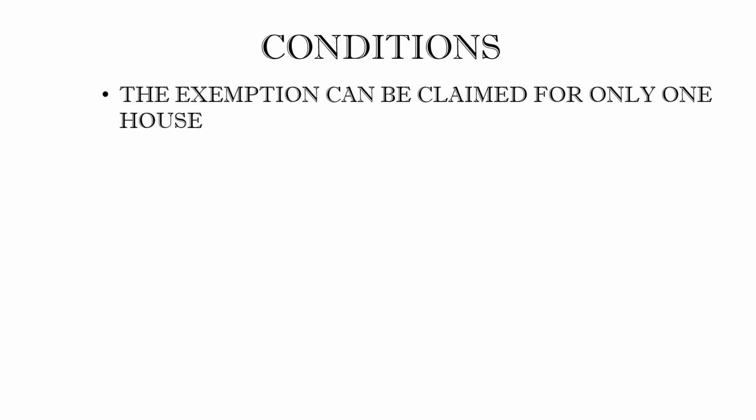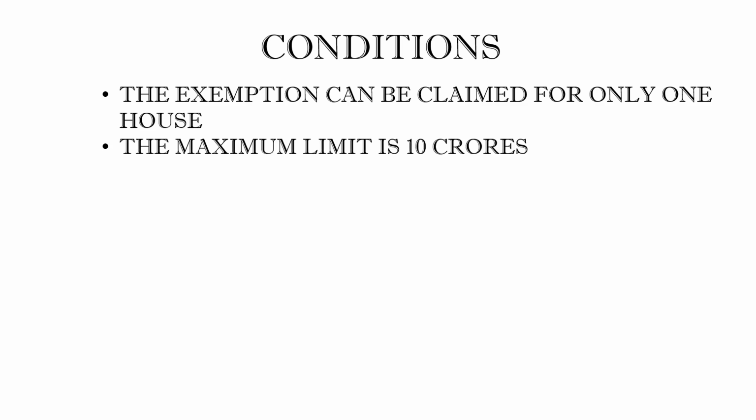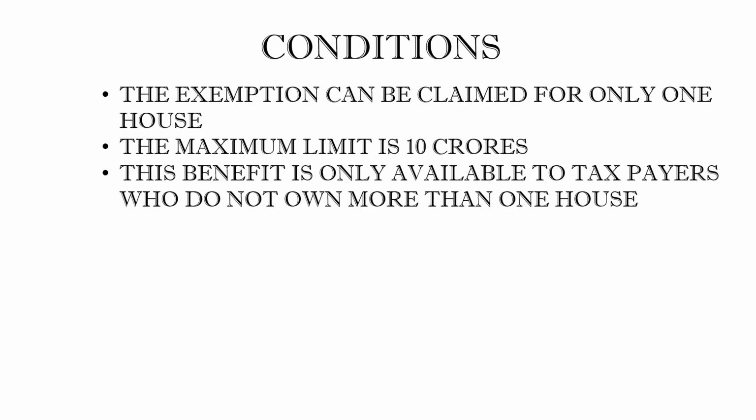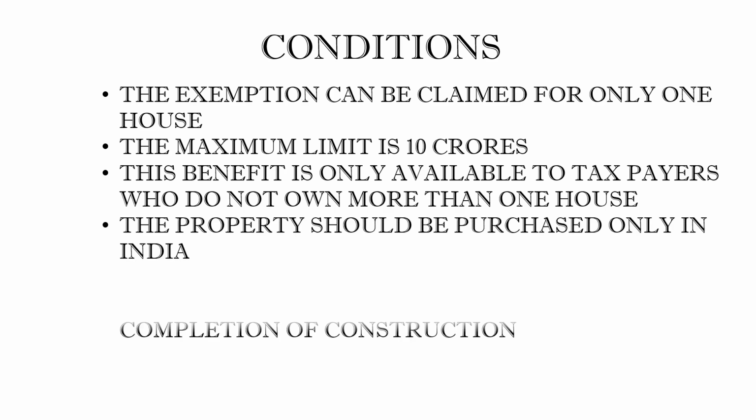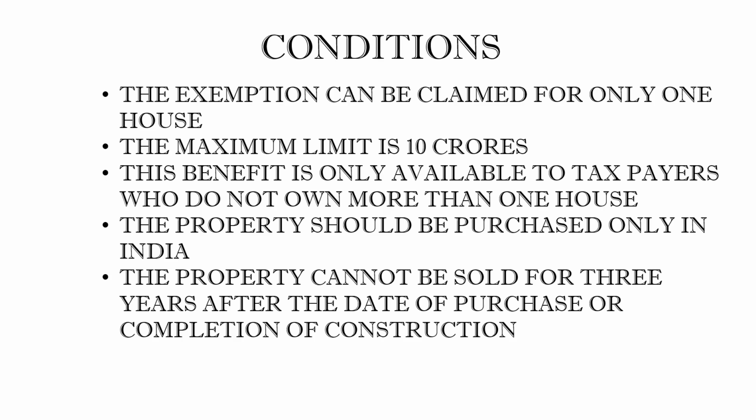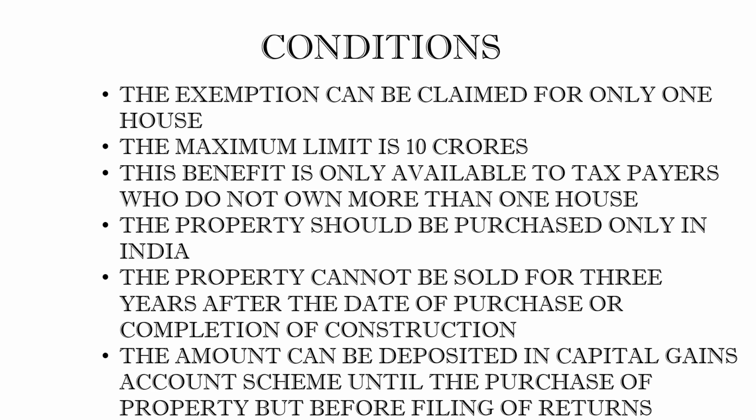Conditions. The exemption can be claimed for only one house. You cannot purchase 2 or 3 houses and try to claim exemption for all the houses. The maximum limit is 10 crores. This benefit is only available to taxpayers who do not own more than one house. That is, before purchasing this property, you can own only one house. The property should be purchased only in India, and the property cannot be sold for 3 years after the date of purchase or completion of construction. The amount can be deposited in the capital gains account scheme until the purchase of property but before filing of returns.